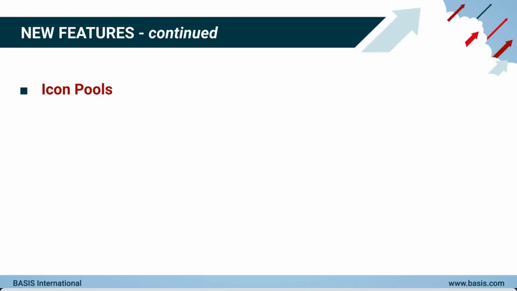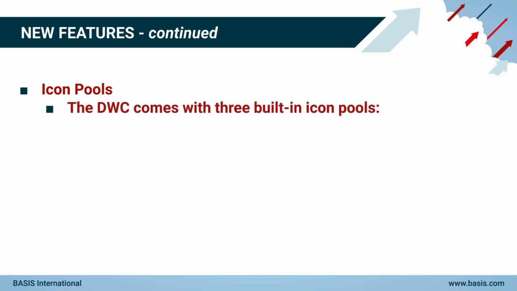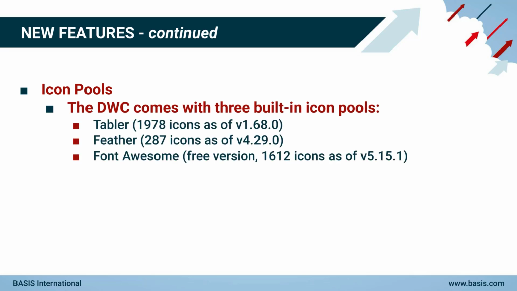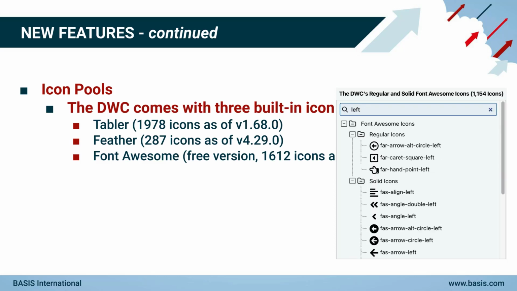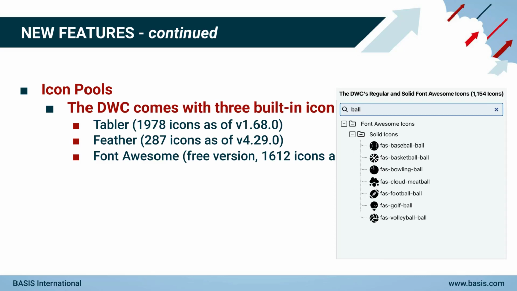Another practical feature is the DWC's icon pools, which simplifies adding scalable vector graphic icons to any control that accepts HTML content. It supports 3 icon libraries by default: Tabler, Feather, and the free version of the Font Awesome icons. Our previous tree demo let us search through some of the Font Awesome icons, but what if we have our own preferred set of icons that we want to use instead? And what if they're not in SVG format?